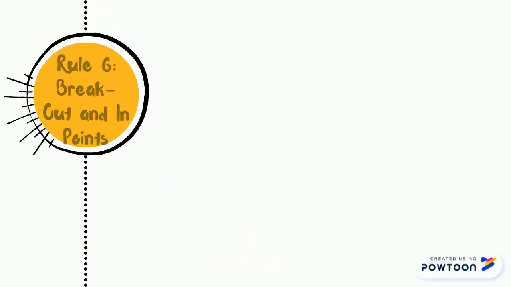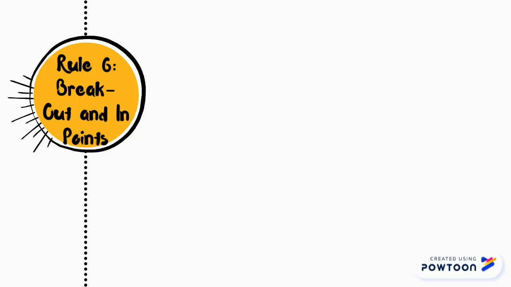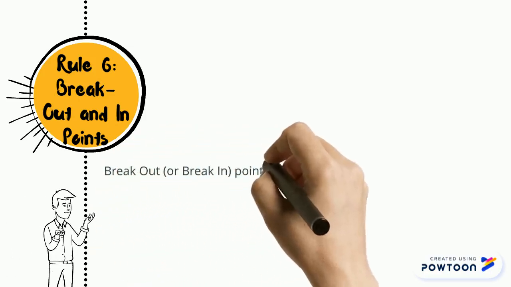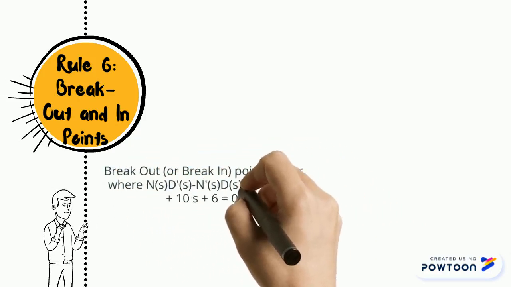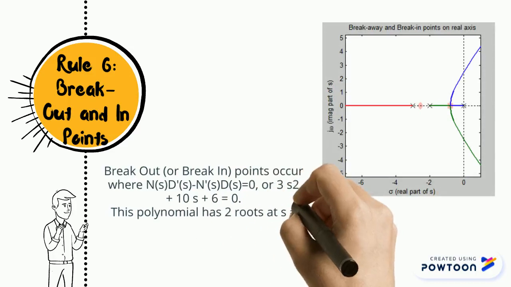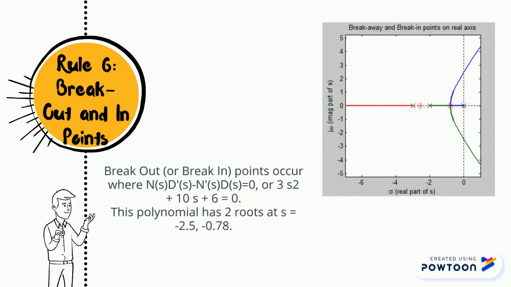Rule 6. Breakout and endpoint. Breakout points occur when this formula is equal to 0. This polynomial has two roots at S equal minus 2.5 and minus 0.78. We will disregard the minus 2.5 because poles are only to the left of the odd numbers.